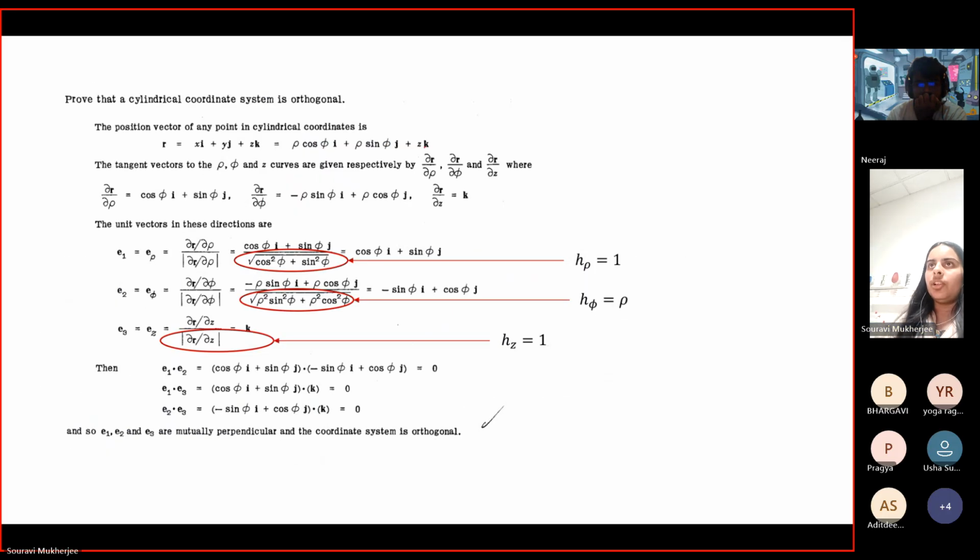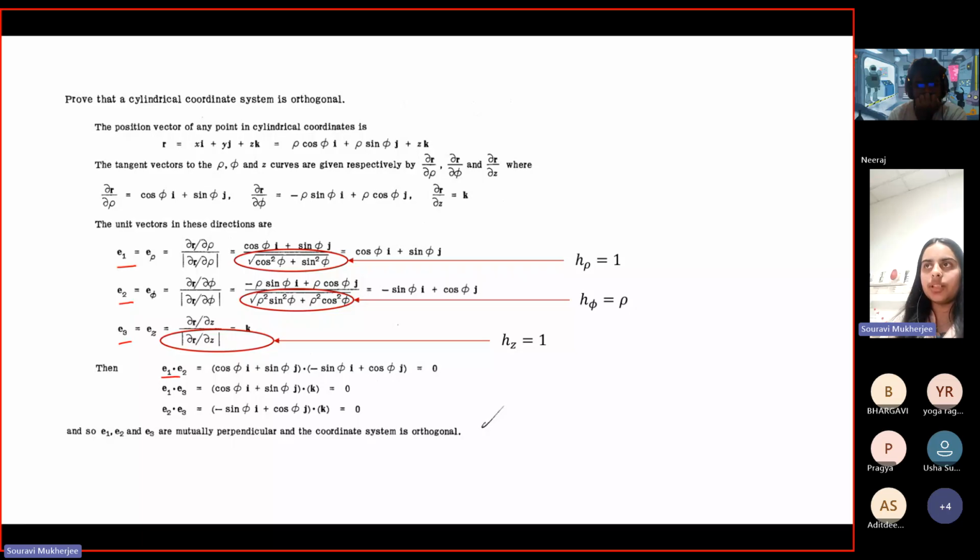Okay. Now, how do we prove that the cylindrical coordinate system is orthogonal? We proceed using similar methods. We want to find the unit vectors along the three new axes, which are rho, phi, and z. Okay, and these are the unit vectors. Then we can use typical vector analysis, so we do the dot product.